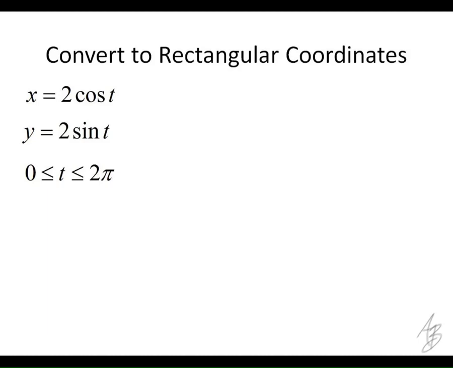The trig identity we're going to use is the Pythagorean identity. You guys remember that? The Pythagorean identity says that the sine squared of t plus the cosine squared of t is equal to 1. So I'm going to recreate this equation using these two equations. So how could I get, say, the cosine squared of t out of this? What could I do?